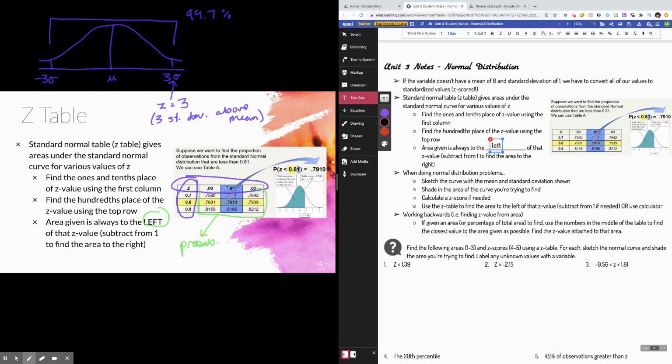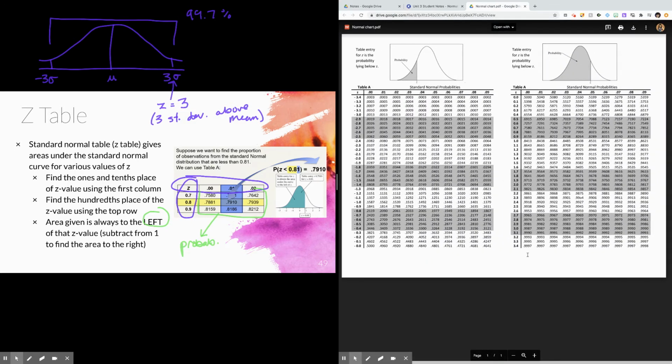So you will have to do some subtraction or look at a slightly different number on the z table if you want to find an area to the right, or a probability to the right. Okay, so I'm going to switch over here, and I'm hoping that you can see this. You should be able to.